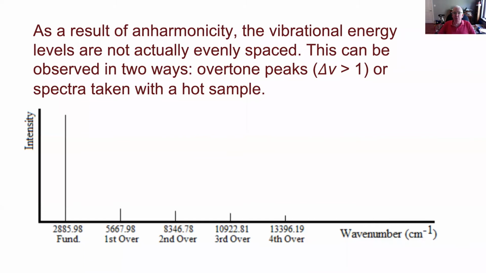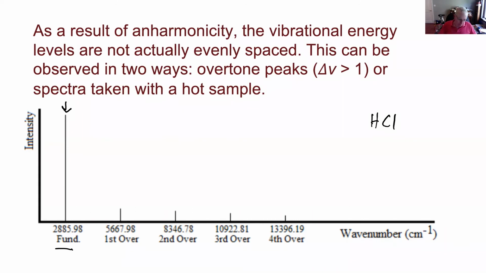Another way to see the higher vibrational levels is to look at what are referred to as overtone peaks, peaks for which delta V is greater than 1. This is just like a bar graph, where this part labeled as fundamental is for HCl. Yes, those are the HCl numbers. The height of that initial peak is the total absorption intensity for that set of transitions starting from V equals 0, going to V equals 1.